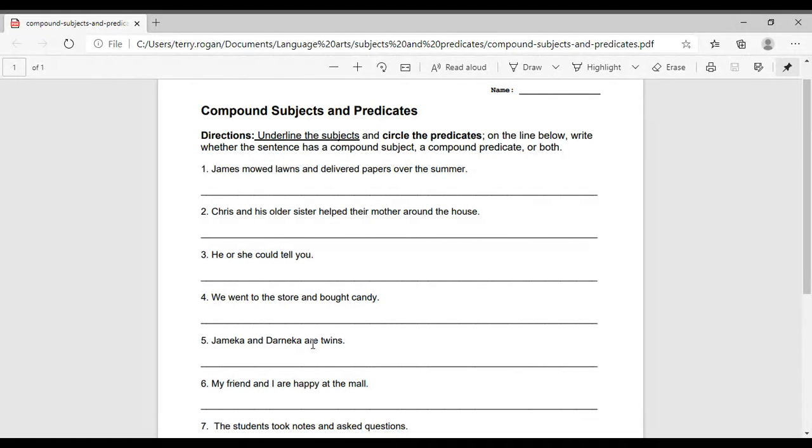So I hope this helped you, and I hope it will help you when you do your assignment on compound subjects and predicates.